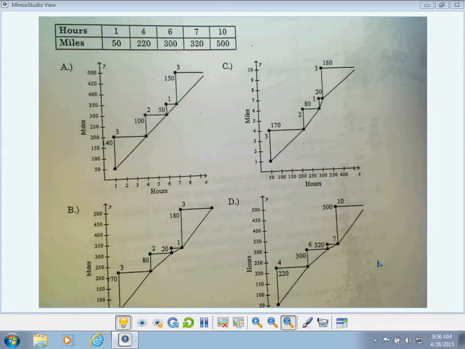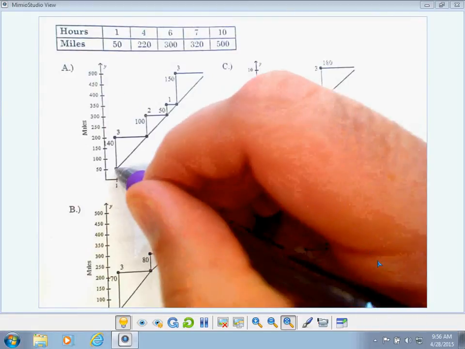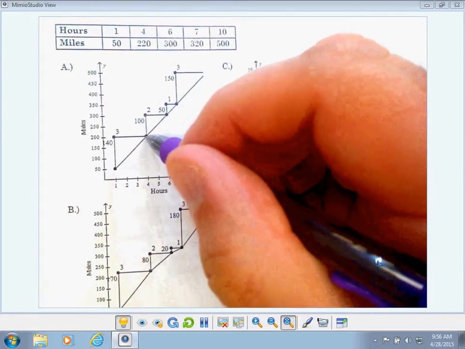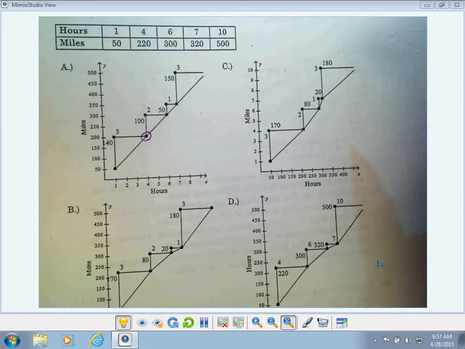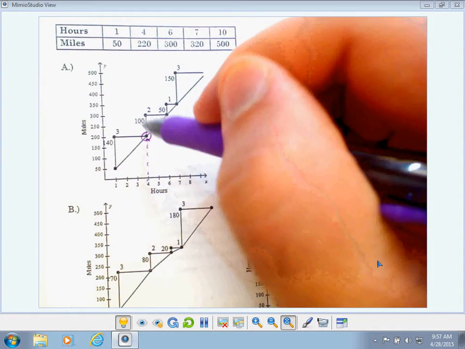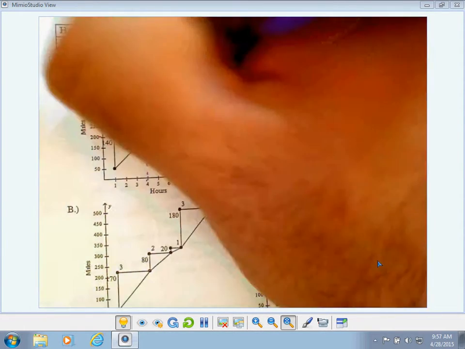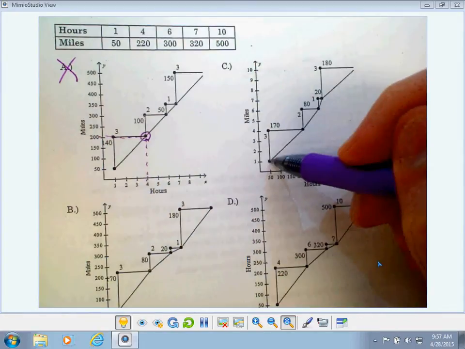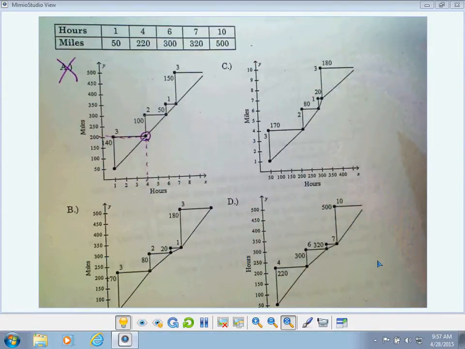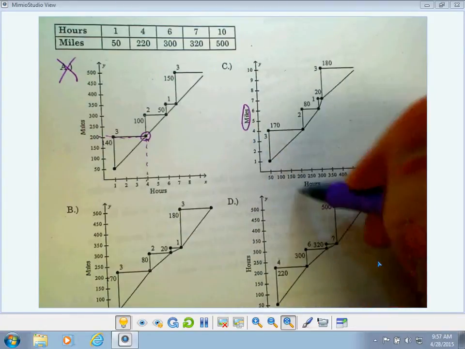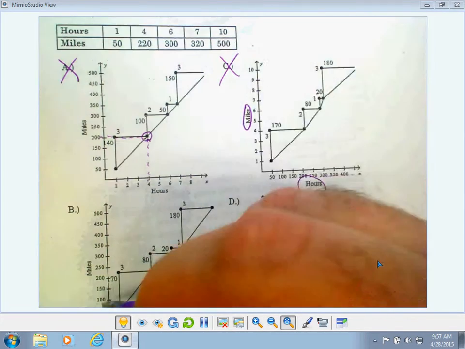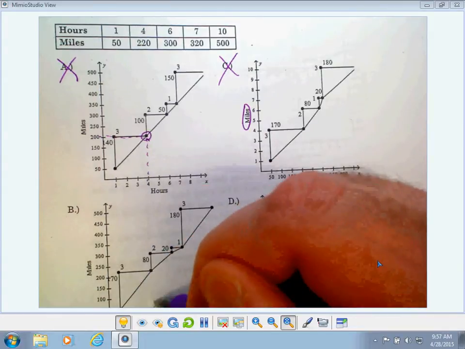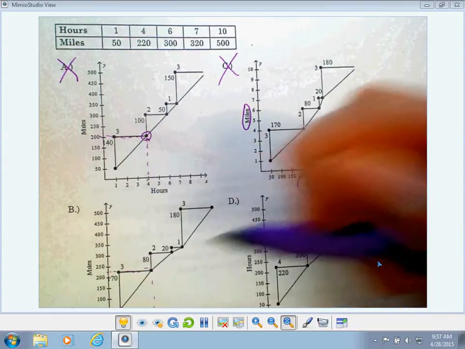So let's take a look at this. At 1 is 50, at 4 was 220. See, this is incorrect. See this right here? Incorrect, because 4 is supposed to be at 220, not at 200. So A is incorrect. 1 at 50. This is backwards, right? Look, it's not miles over hours. Look at the scale of the hours. This is no good. 1 is at 50. 4 is at 220. That seems good so far.